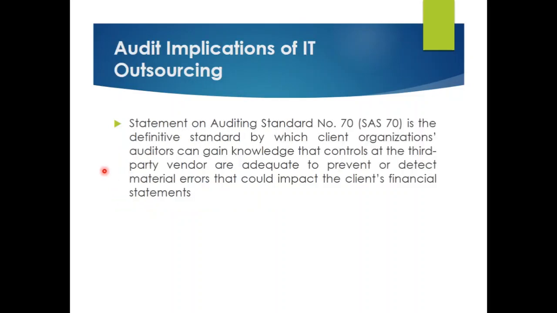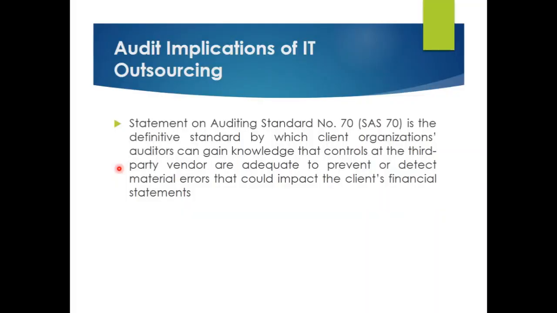Then you have the audit implications of IT outsourcing. So the Statement on Auditing Standard number 70 is the definitive standard by which client organizations' auditors can gain knowledge that controls at the third-party vendor are adequate to prevent or detect material errors that could impact the client's financial statements. So that is the end of chapter 2.